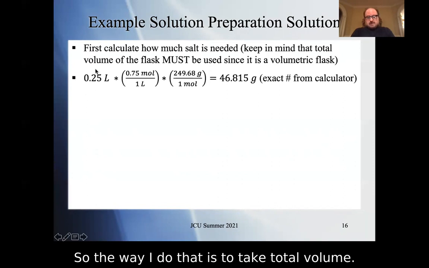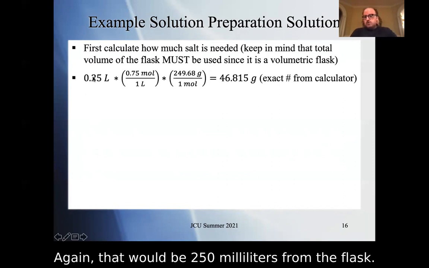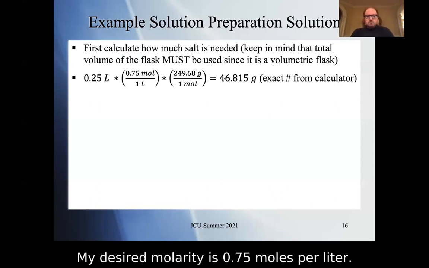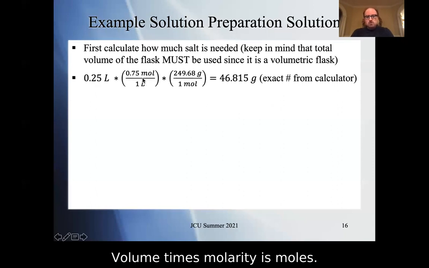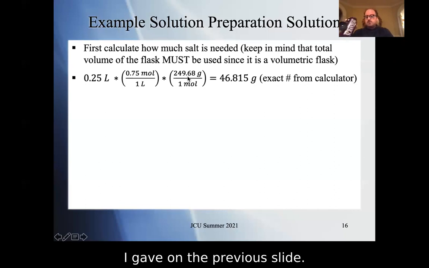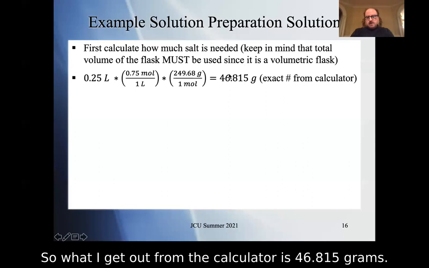So the way I do that is to take total volume. Again, that would be 250 milliliters from the flask, because even though I only want 200, I have to measure out 250. My desired molarity is 0.75 moles per liter, right? Volume times molarity is moles. Then to get to grams, I take moles times molar mass, which I gave on the previous slide. So what I get out from the calculator is 46.815 grams.